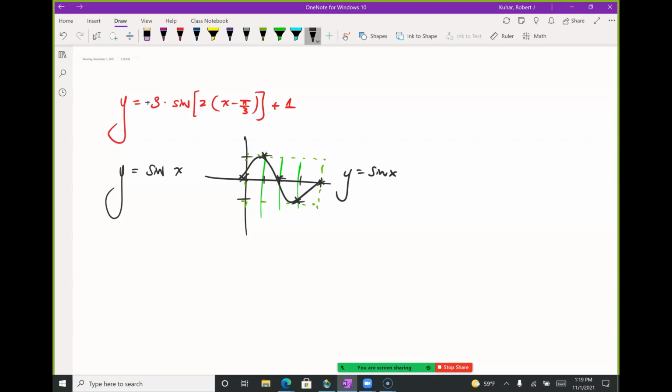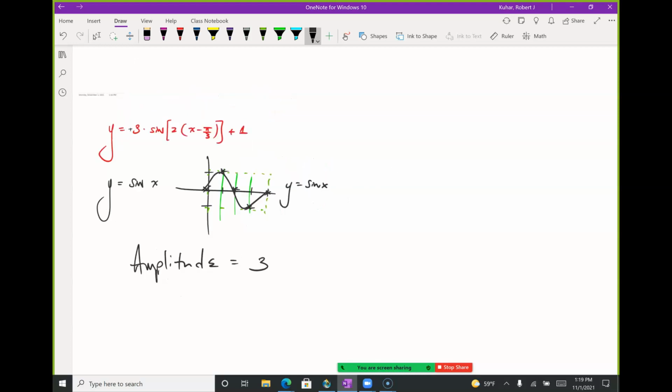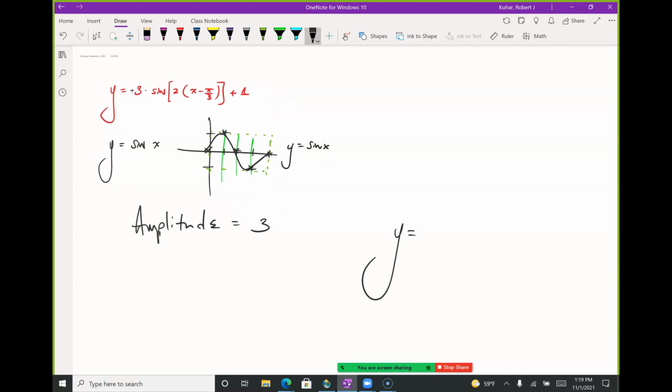Next is my amplitude. So the amplitude is 3, that value of A. By the way, just real quick, y equals negative sine of x is the same idea, but it's going to flip everything. So if I have that reflection, it's a reflection about the x-axis.